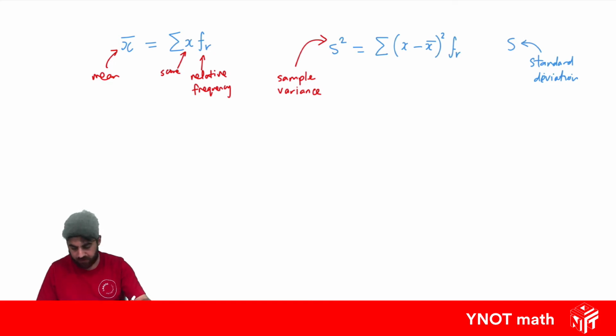And we have another formula for sample variance, that's S squared equals the sum of x squared times the relative frequency, minus our mean squared. So these formulas are very similar to our probability distribution formulas, and we can use them in almost the same way.